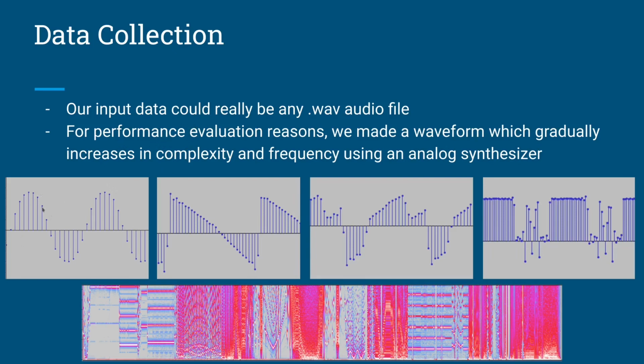As you can see, we started with this sine wave. Then we went on to more complex waves like saw waves, getting gradually more complicated. They are all still periodic at least, although the frequency can vary. And then you can see the spectrogram view below to get a better idea of our input data.